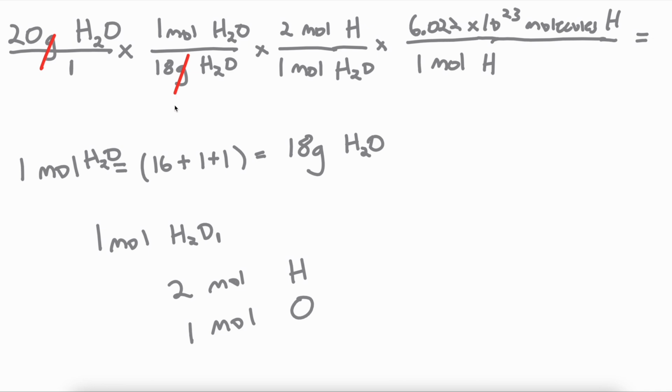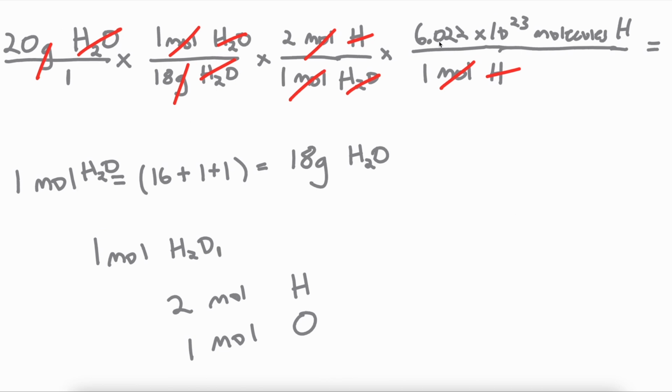This gram will cancel with this gram, this mole will cancel with this mole, and you can also cancel the compounds themselves if you'd like to: water, water, water, water, hydrogen, hydrogen. But that'd only be necessary if you think you've made some mistakes along the way or you're not feeling completely stable in your answer. And so when you multiply out the top and divide it by the bottom, put that all in your calculator, you get a final answer of 1.338 times 10 to the 24th molecules hydrogen when adjusted for significant figures.